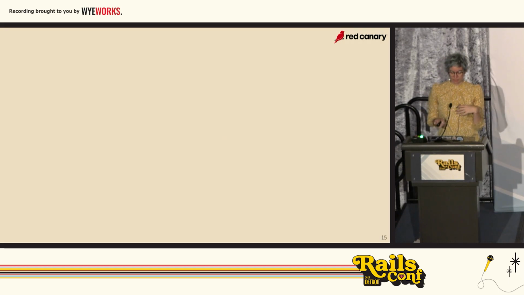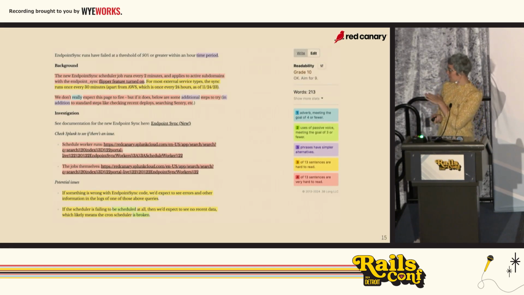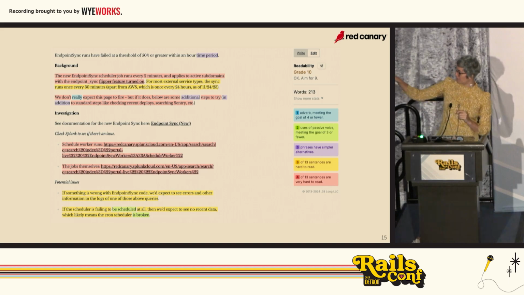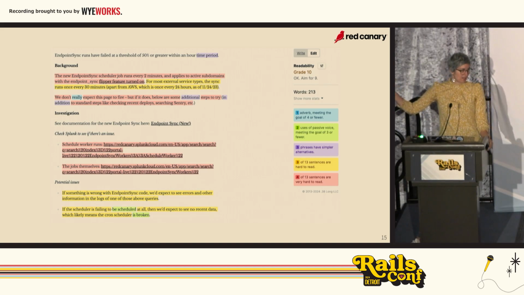So here's an example. This is some documentation that I put into Hemingway. And it analyzes it and says, okay, here's what's good. Here are some phrases that you could write more simply, right? They have simpler alternatives. Here are some sentences that are really hard to read. You'll notice that a couple of the red sentences here that are highlighted are where I have a link to another piece of documentation or a link to a Splunk query or Sentry query.